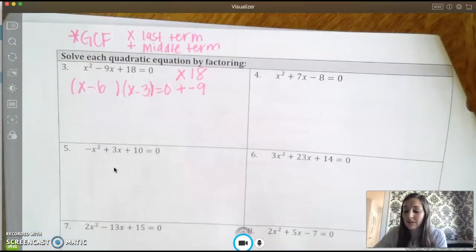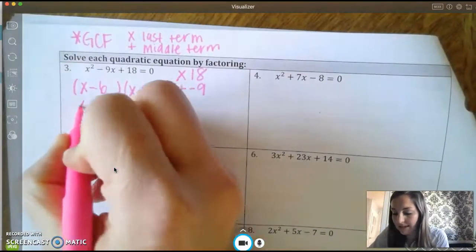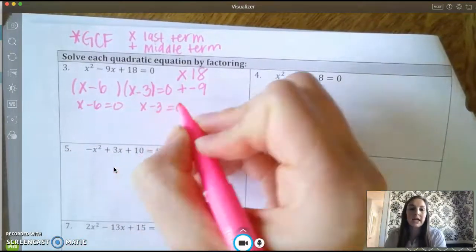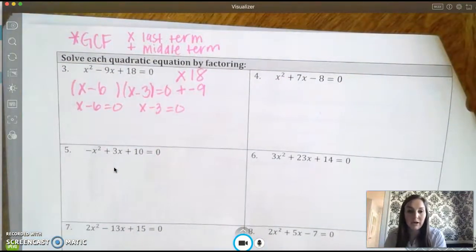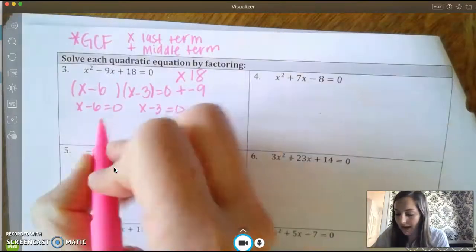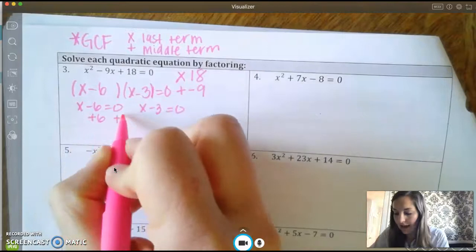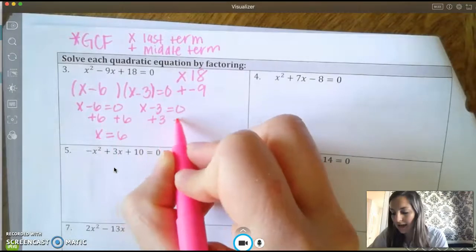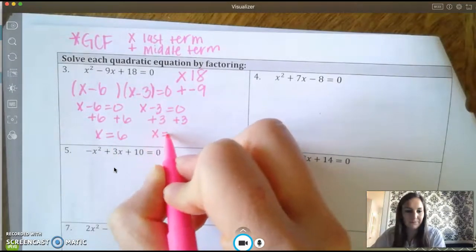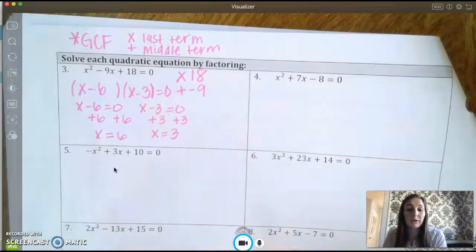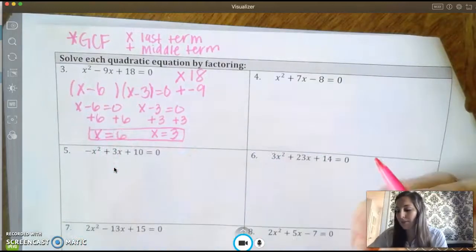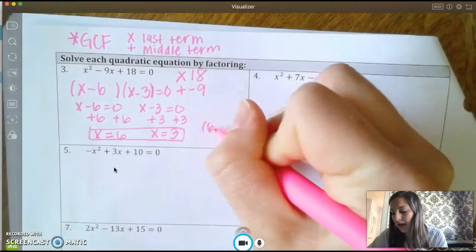And so now we need to set each of those parentheses equal to 0. So x minus 6 equals 0 and x minus 3 equals 0. Remember, this is telling us where does y equal 0 in our equation? It tells us where we are on that x-axis. So we add 6 to both sides, and we get x equals 6, and we add 3 to both sides, and we get x equals 3. So our two solutions are x equals 3 and x equals 6. If we wanted to write them as points, we could say (6, 0) and (3, 0).